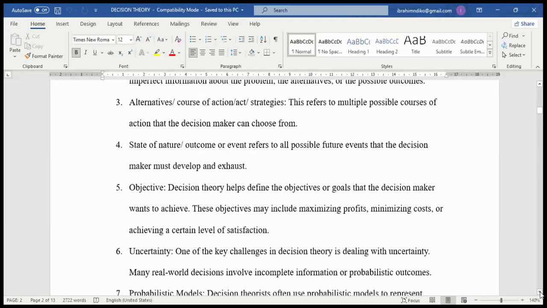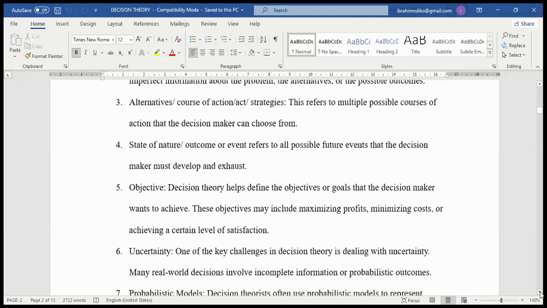Number 4, let us talk about the state of nature, which is also called the outcome or the event. In most cases, they are denoted using a probability. It refers to all the possible future events that the decision maker must develop and exhaust. Which future events are we talking about? Maybe in the future we expect that the economy will be favorable, moderate, or worse.